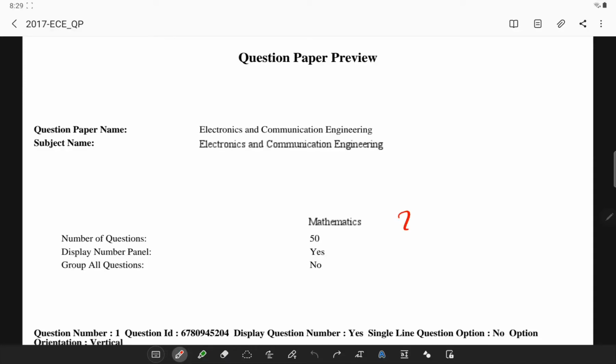Friends, today let's solve the 2017 EC AP ECET EC maths questions.